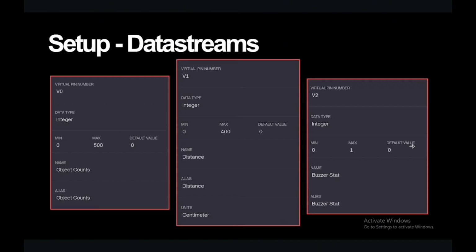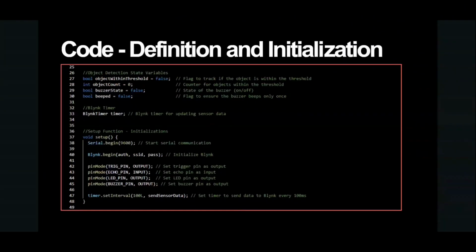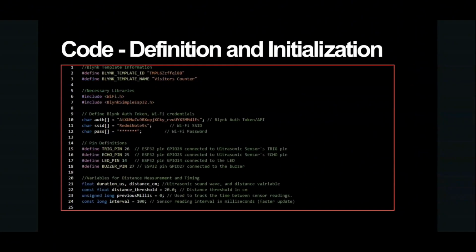So, next. Good evening, everyone. To our object counter, this is the code, the definition and initialization of the object counter. There is a first part being the Blynk template information. So, let us break it down.